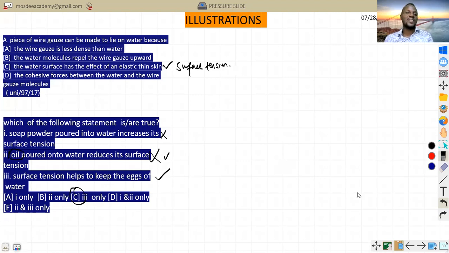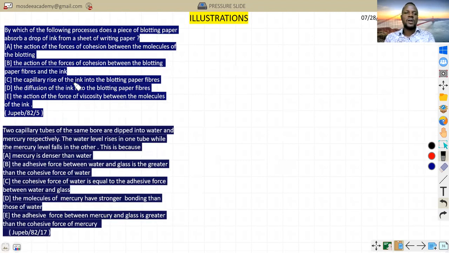We go to the next slide. Oh, wow. The next slide is also non-numerical. So I'm very, very happy. Thank God. Now, by which of the following processes does a piece of blotting paper absorb a drop of ink from a thin sheet of writing paper? Oh my God. This is from junior classes. When we explain the concept of capillarity, I might not give you an example, but I believe you have learned that from your junior classes.